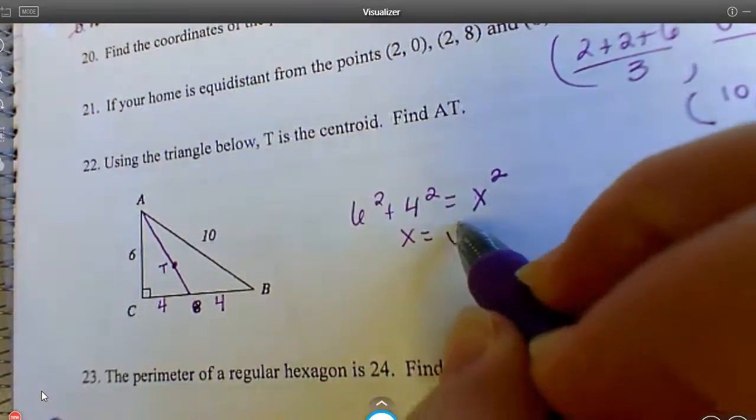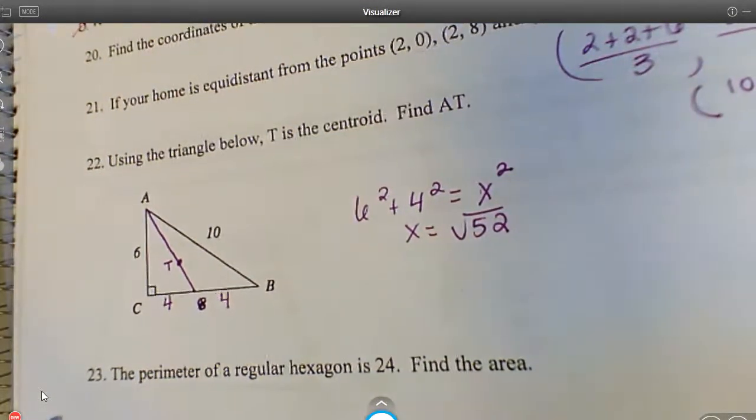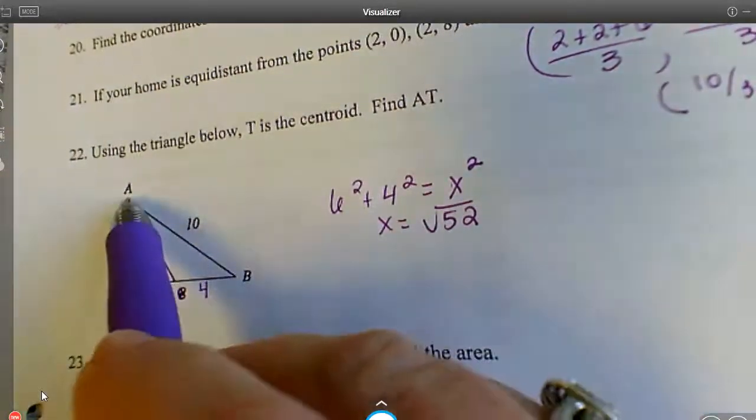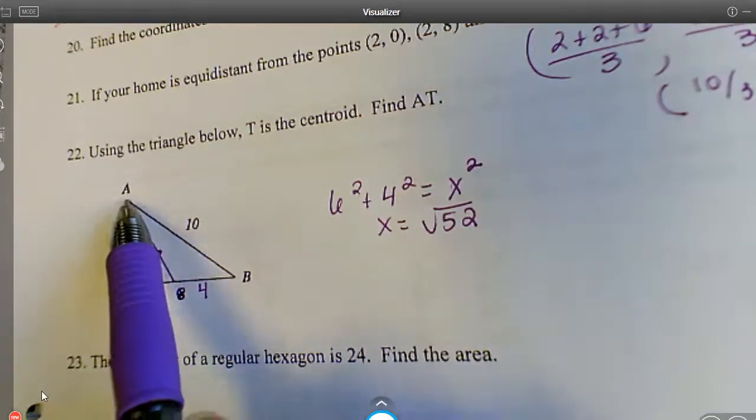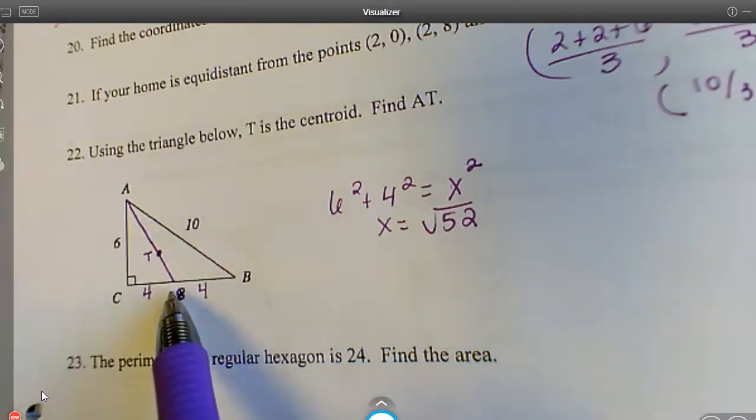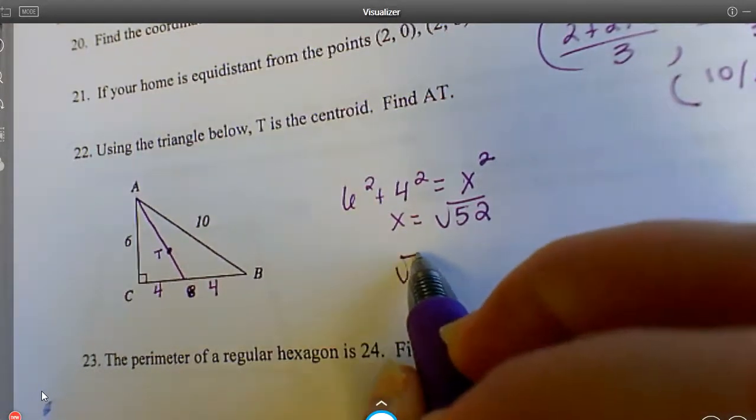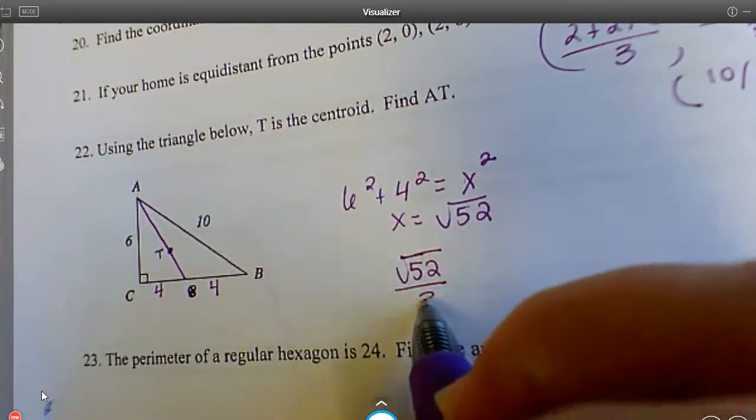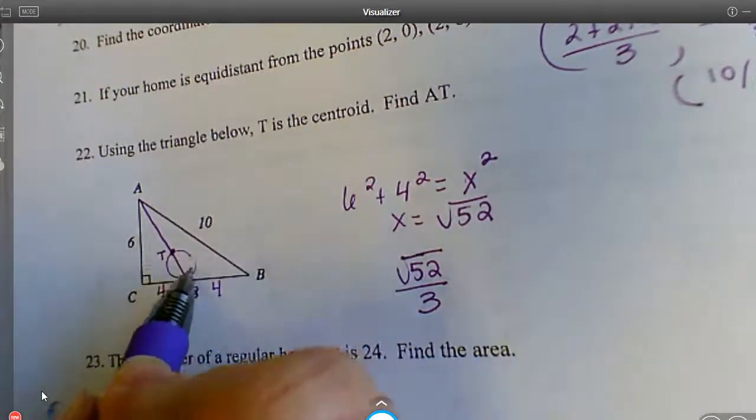And so we get the square root of 52. If you want to write it as a decimal, that's fine. I'm going to leave it as a square root of 52 for now. That's the length of the whole side. Well, if you remember when we did this last week and we talked about the centroid, we talked about how there's 3 parts to that line and how that top part was twice the bottom part. So what we did to find the part of it is to divide it by 3. And that would give me this part right here.